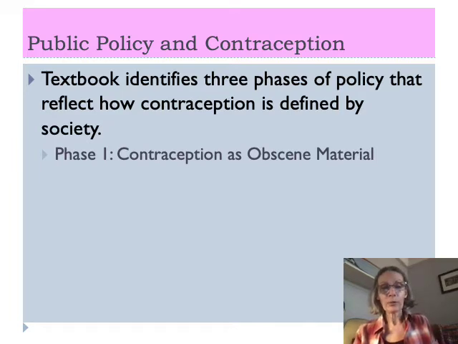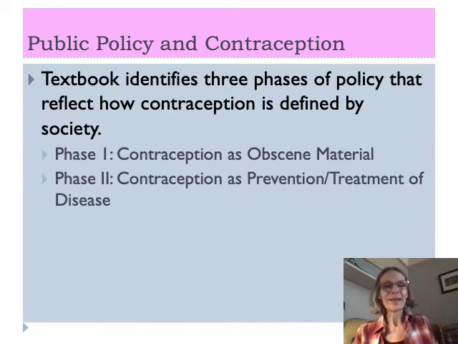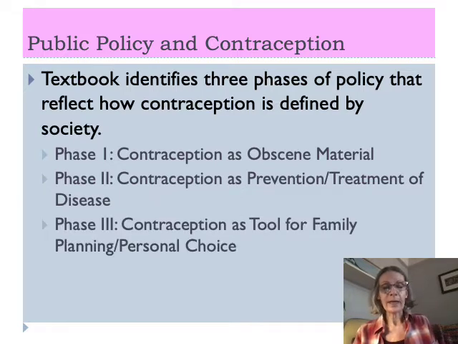So the first phase we'll be talking about is when contraception was treated as obscene materials. Phase 2 is when contraception was treated as a prevention or a treatment for disease. And then phase 3 is when contraception was treated as a tool for family planning and personal choice. So let's dig into each of these phases more deeply.